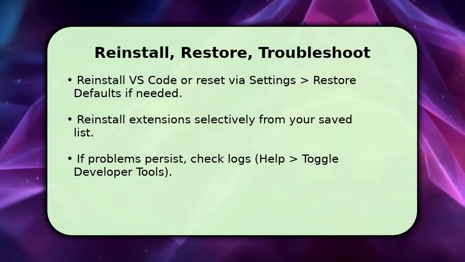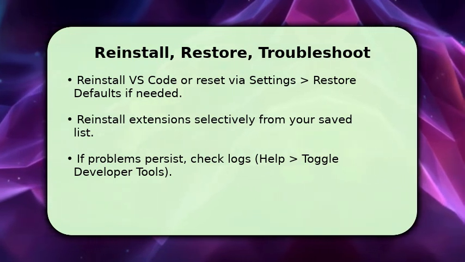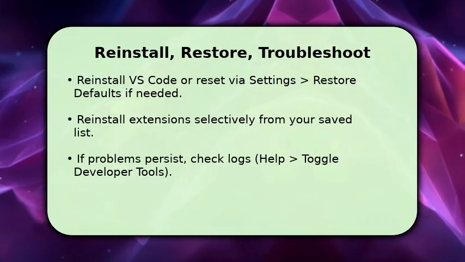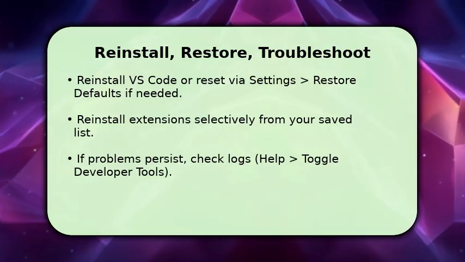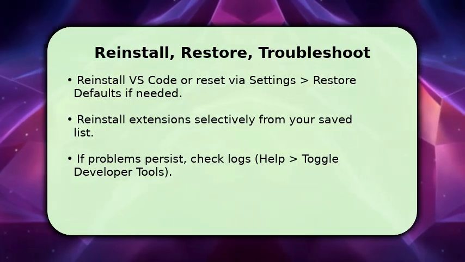If issues persist, open Help, Toggle Developer Tools, and check the console and window logs for errors. That log often pinpoints permission, extension, or file path problems and guides the next fix.